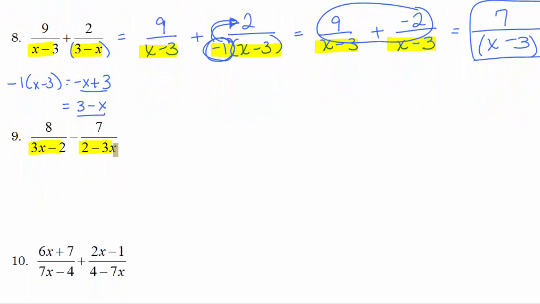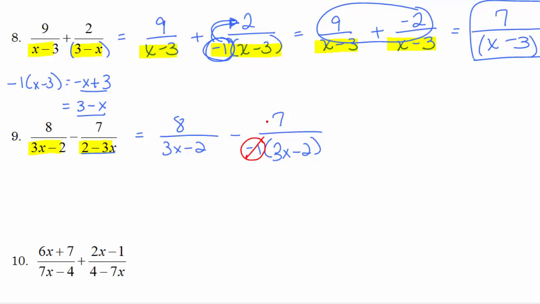Okay, so I do not have the same denominator. So I have 8 over 3x minus 2 minus 7 over negative 1 times 3x minus 2. Remember, these are opposites, so I'm doing the same exact thing I did on number 8. Also going to use that math magic. I'm going to move that negative 1 up here.